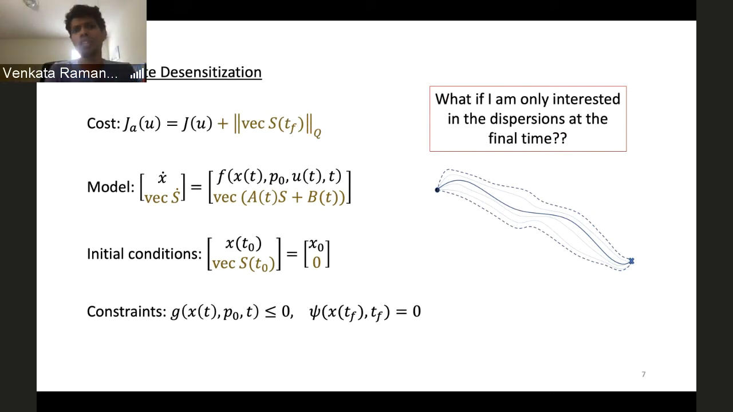Again, in the same way, let's say I'm not interested in the entire trajectory dispersion, but I'm only interested in the dispersion at a particular time, let's say the final time. So to that end, you can again modify the regularizer by just penalizing the sensitivity at just the final time. And of course, the augmented model and the initial conditions remain the same. So let's look at some examples to understand this idea.